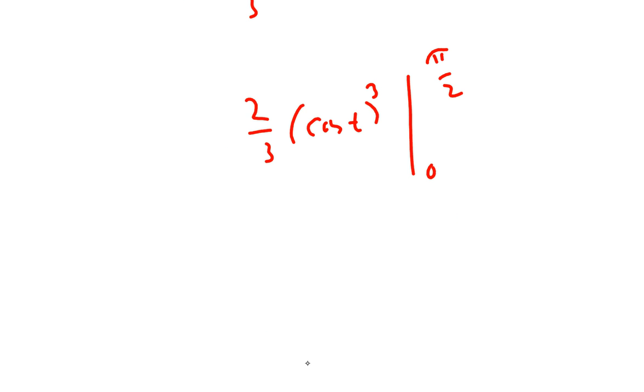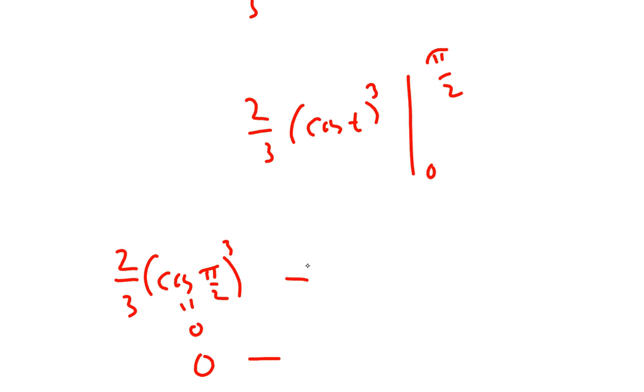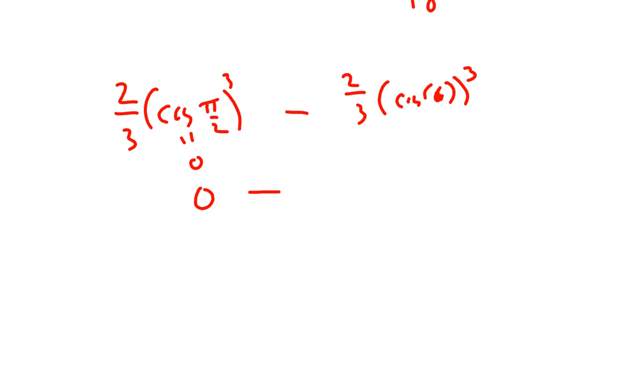Okay, so if we take the time to plug pi over 2 in there, we get 2/3 cosine of pi over 2 quantity cubed. And you know the cosine of pi over 2 is 0, so this whole first term is just 0. So 0 minus, we're going to have 2/3 of cosine of 0 cubed, but cosine of 0 is just 1. So cubed is 1. So you get 0 minus 2/3, or negative 2/3.